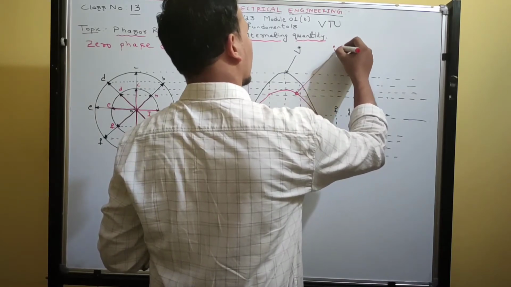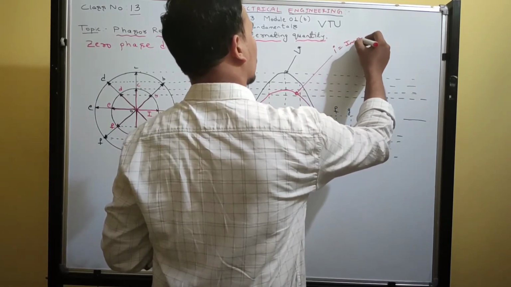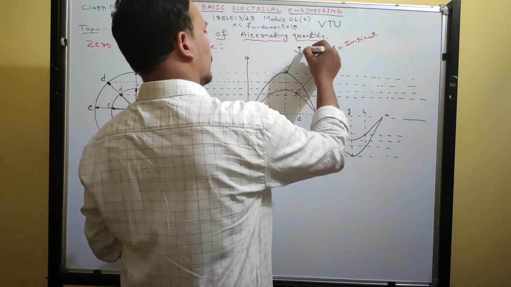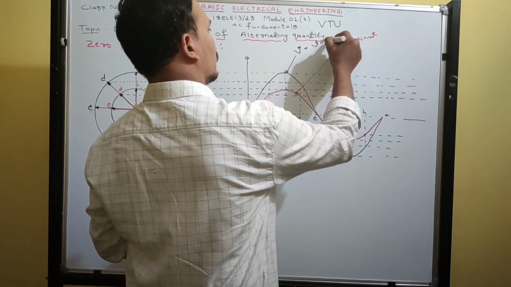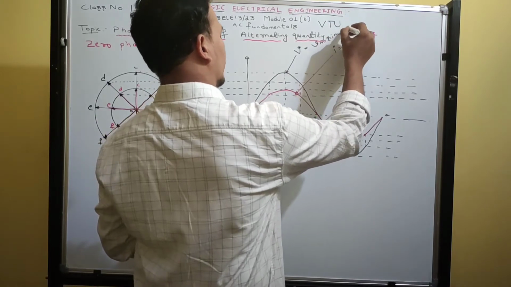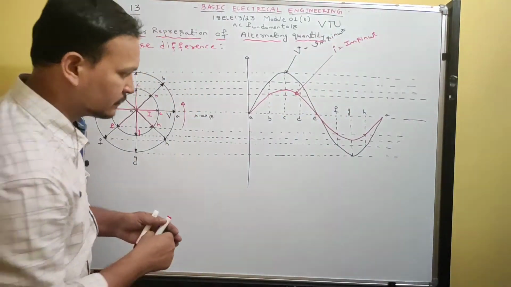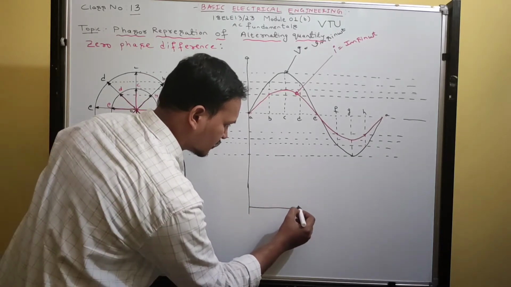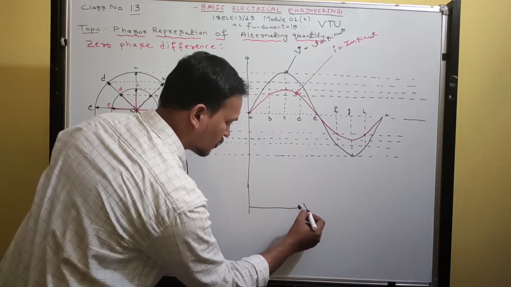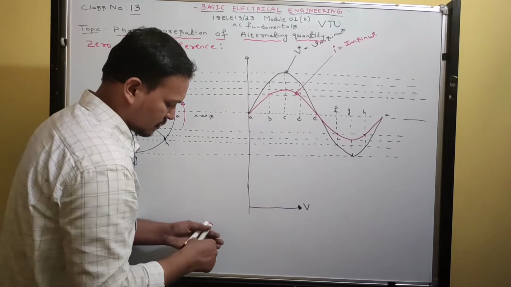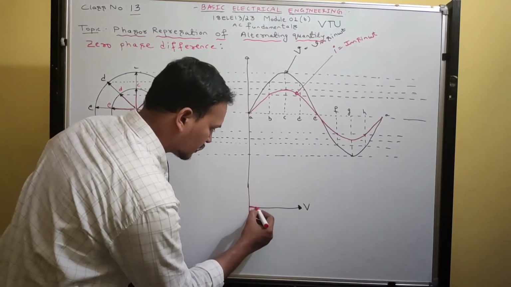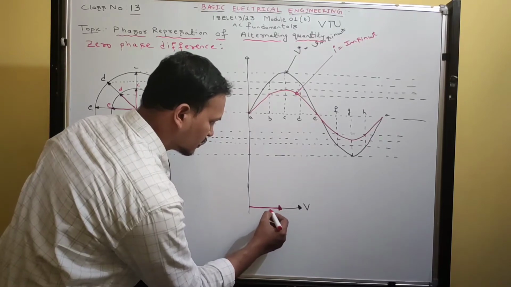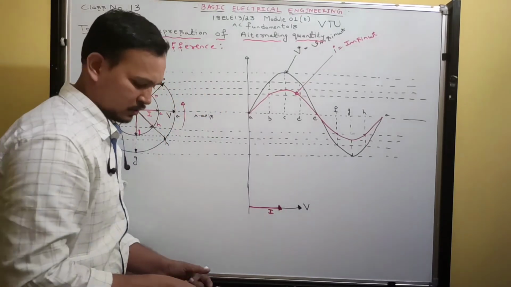What can I write for the current quantity? I is equal to Im sin omega t. What can I write for V? V is equal to Vm sin omega t. How to draw the phasor diagram now? The reference is voltage. Voltage is the reference. What did we get for current? Current coincides with the voltage.